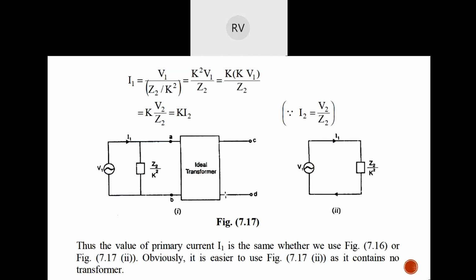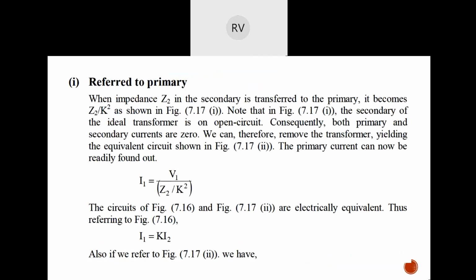K square into V2 by Z1, K square into V1 by Z2. K into V1 is nothing but V2, again you know that. K into V2 by Z2 is K into I2. So you can find out the relation between I1 and I2. Thus, the value of the primary current is the same whether we are using any of the figures. If you are using any of the figures, you are getting the same current, which means you can write this as an equivalent circuit.